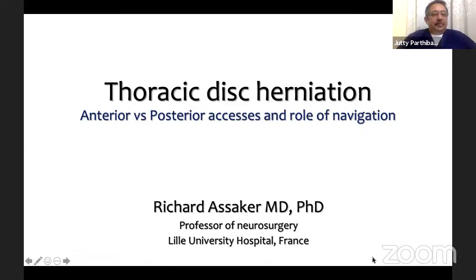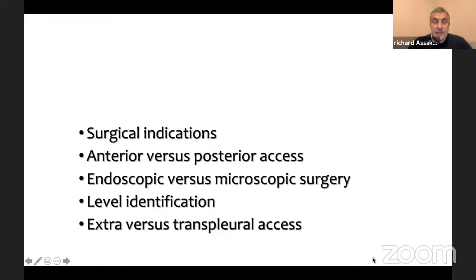Yeah. Actually, Ziya concluded at the end and gave a good panorama of the accesses to thoracic disc herniation, and I share 100% his philosophy, and I'll show you this through my lecture. So for thoracic disc herniation, the question that we usually raise is what would be the best access and what would be the technology to do this in a safe way. So I will go through indications, anterior versus posterior access, and what are the best indications for each access. Then I will show you my background of endoscopic thoracic surgery versus micro. And finally, we will go through some case-based presentations.